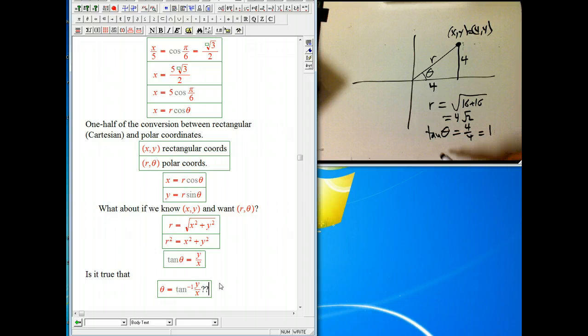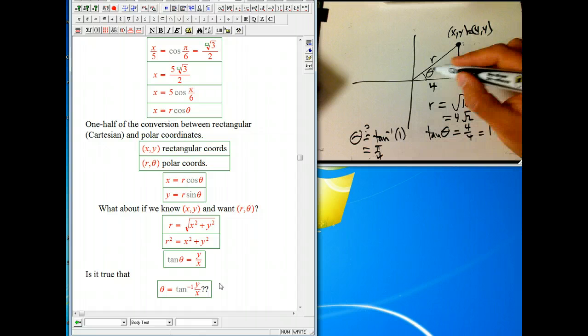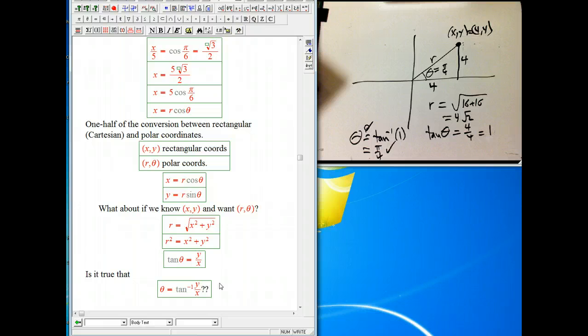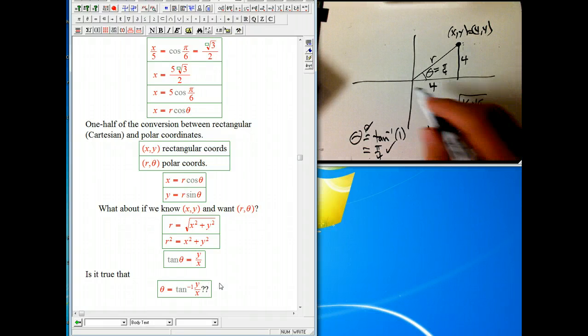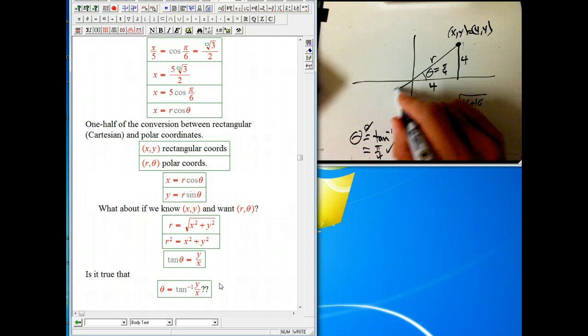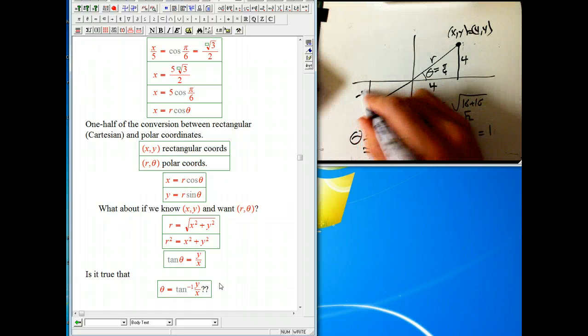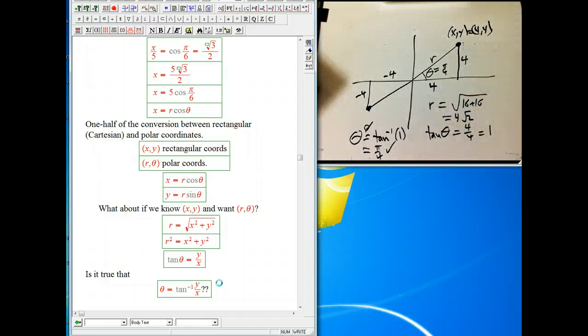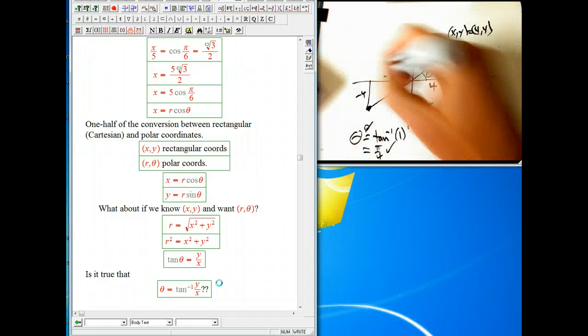Let's see, is it true that theta is inverse tan of 1? Yeah. The mystery angle whose tangent is 1, oh, that's pi over 4. And it totally looks right. That's pi over 4, 45 degrees. Okay, so it checks out there. So sometimes it totally does work. But here's one where it's not going to work. I'm just going to go exactly opposite. Minus 4, minus 4.